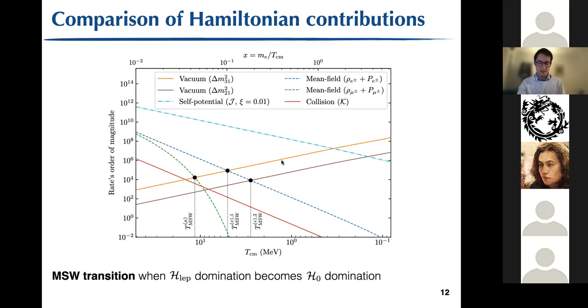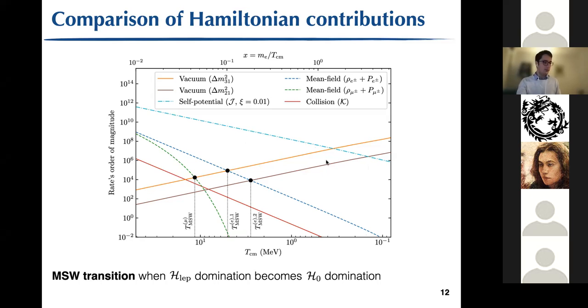So let me go back to that plot to discuss more precisely what is inside the Hamiltonian. We need to look at what will be dominating in the Hamiltonian. If we discard for now the self-potential, there will be some MSW transitions as the temperature decreases from left to right, going from a lepton domination to a vacuum domination. First, at about 10 megaelectron volt, there is what I will call a muon-driven transition, because it is due to the muon mean field. Then there will be two electron-driven transitions. This is for the Hamiltonian without the self-interactions, but if we take them into account, we expect them to dominate along the evolution, at least until quite small temperatures.